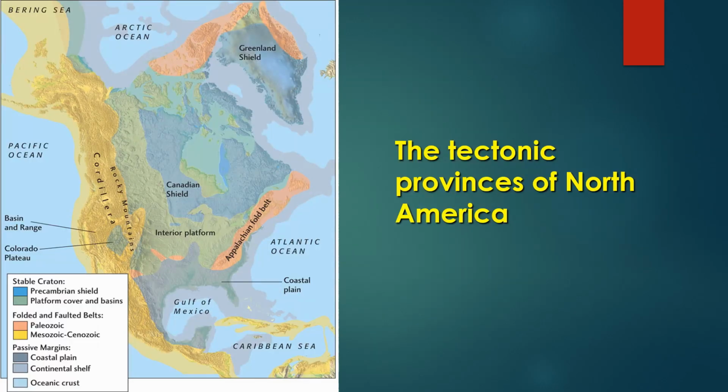In the rest of the lecture, we are going to focus on the tectonic history of North America. The North America continent can be divided into 3 domains. The center stable craton consists of the Canadian Shield and the interior platform. The Appalachian Fold Belt with adjacent coastal plain and continental shelf, and the Cordillera Fold and Fault Belts. The Appalachian Folded and Fault Belts were developed during the Paleozoic, and the Cordillera was developed through the Mesozoic and Cenozoic.